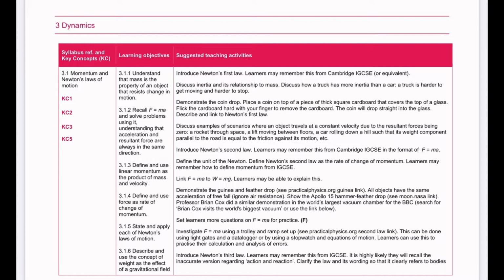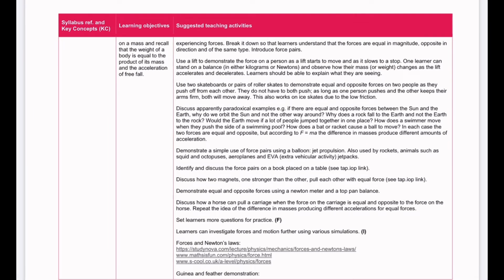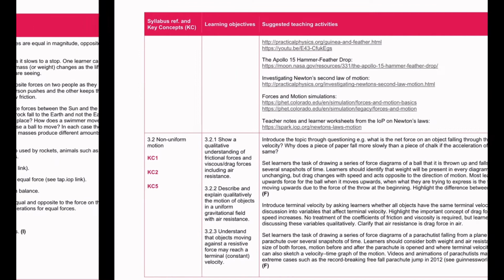3.1.3, define and use linear momentum as the product of mass and velocity. 3.1.4, define and use force as rate of change of momentum. 3.1.5, state and apply each of Newton's laws of motion. 3.1.6, describe and use the concept of weight as the effect of a gravitational field on a mass, and recall that the weight of a body is equal to the product of its mass and the acceleration of its free fall. In other words, W equals mg.